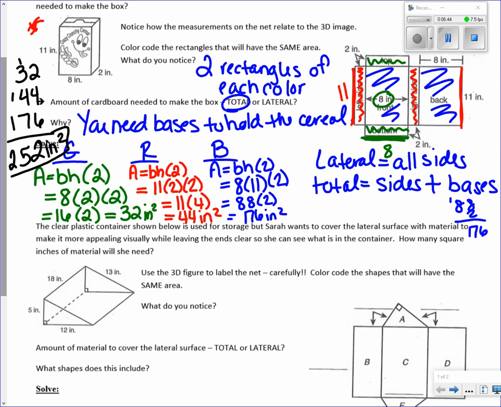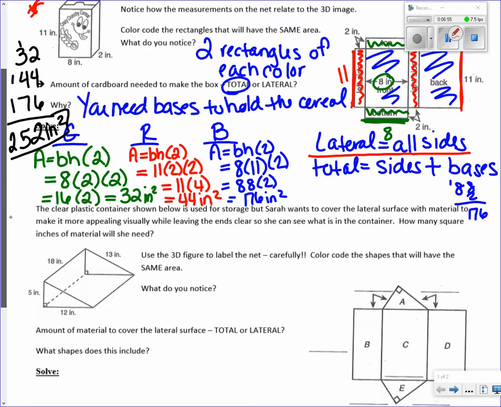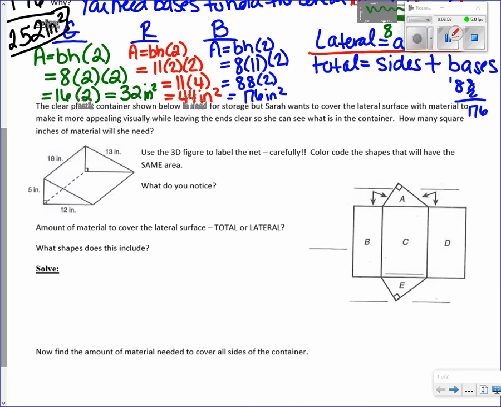Okay, so remember up here when Ms. Nelson talked about lateral surface area, that is just the sides. That means we are not including the bases. So when you look at this prism, the 3D figure, we see our bases are triangles. These are the 2 bases. This is called a triangular prism. We do not want to include those. We just want to include the sides.